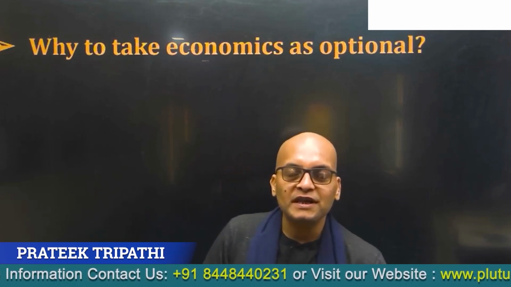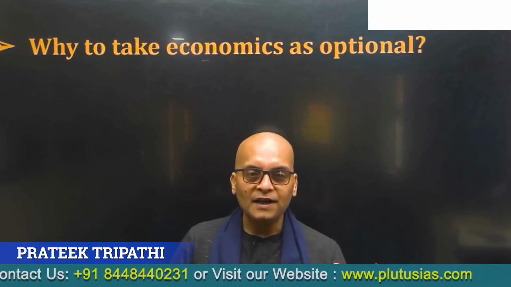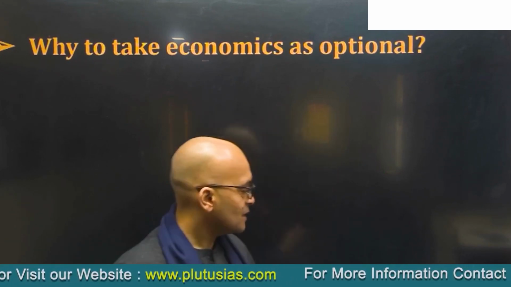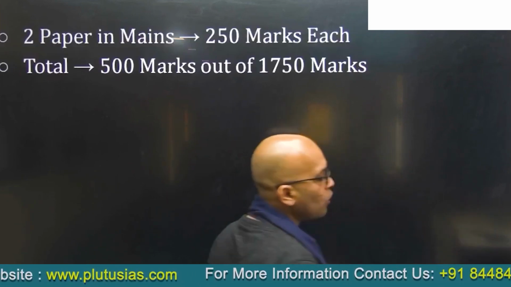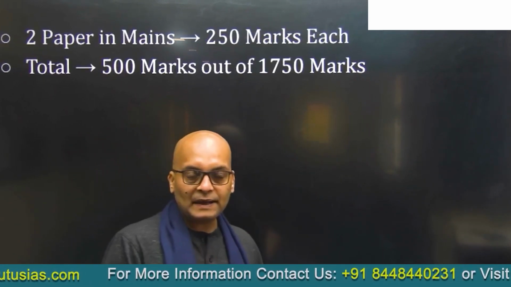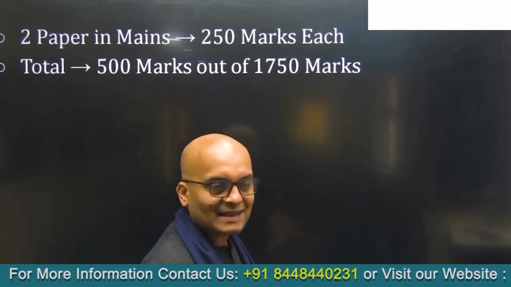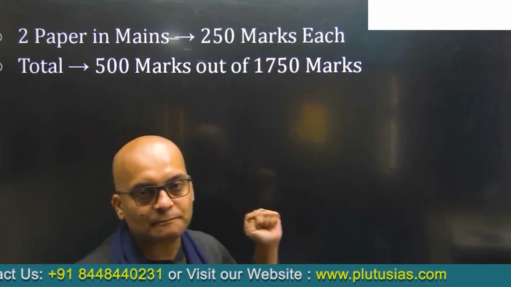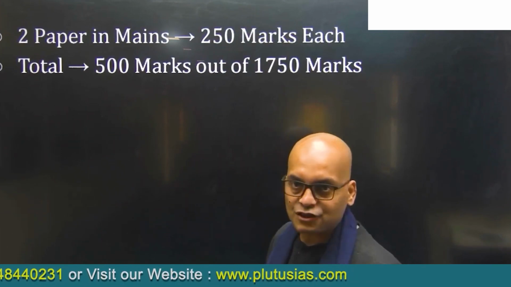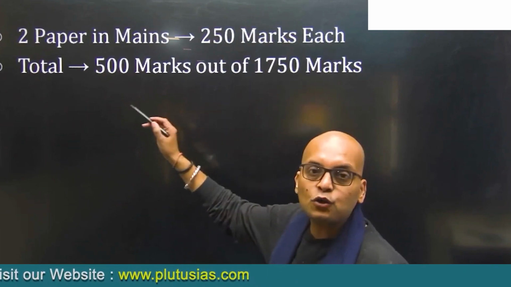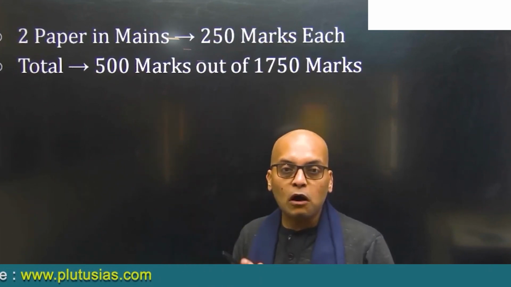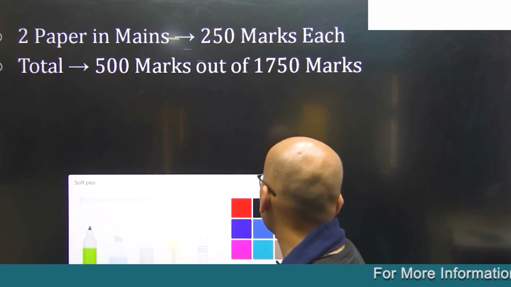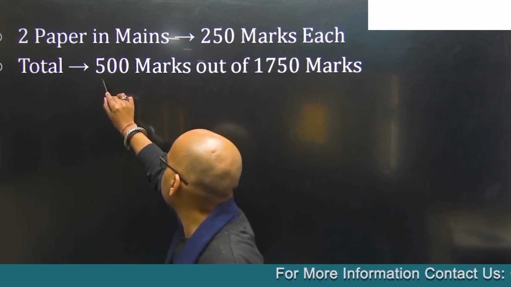So guys, today we are going to talk about why to take economics as your optional subject. First of all, when we talk about optional subject, keeping in mind UPSC, we have two papers of optional subject, 250 marks each, paper 6 and paper 7. Total is 500 marks. So out of 1750 marks, 500 marks are from the optional subject.